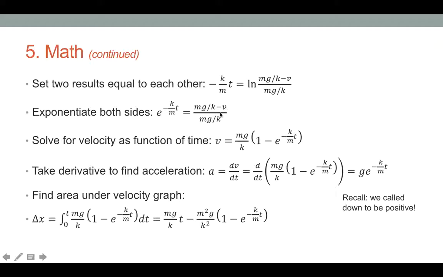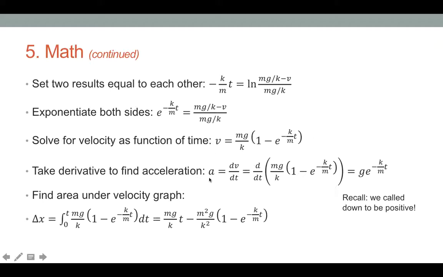Now we just have a little bit of algebra to rearrange these terms to solve it for v. So v ends up equaling mg over k times 1 minus e to the minus k over m times t. So this is our first answer. This is the velocity as a function of time right here.